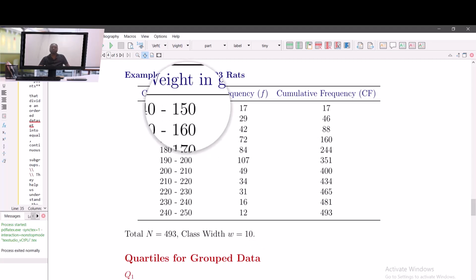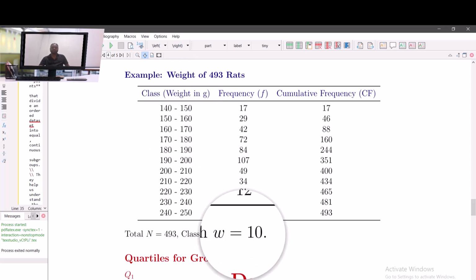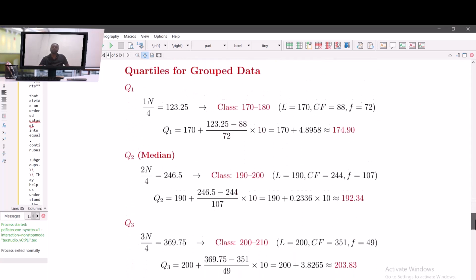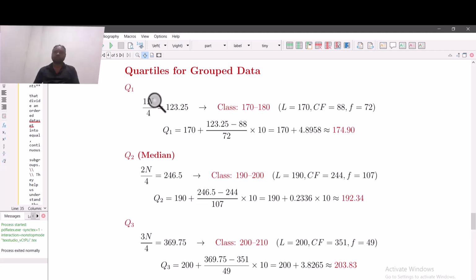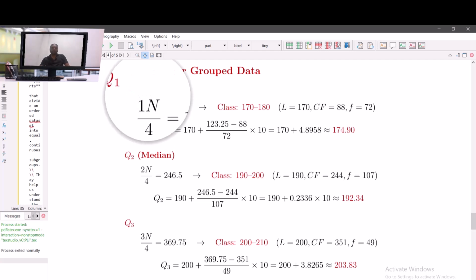The difference between the upper class boundary and lower class boundary of a class interval is nothing but the class width. Now let us see how to compute quartile 1, for example, from this grouped data. The first step is approximating the position where that quartile is found. To approximate the position of quartile 1, we divide the number of observations, meaning 493, by 4.